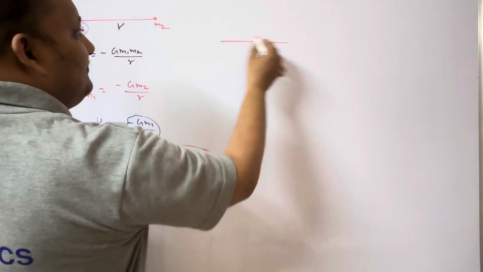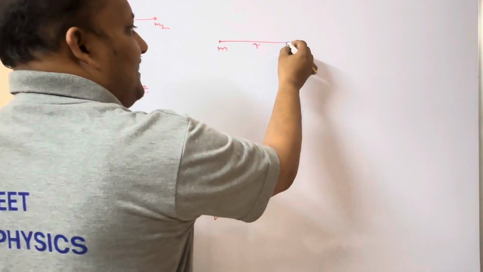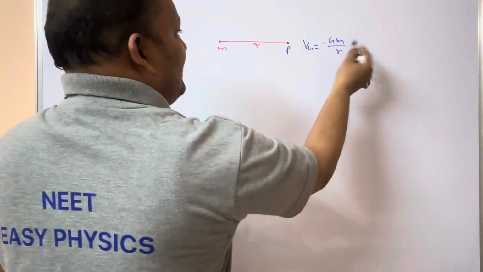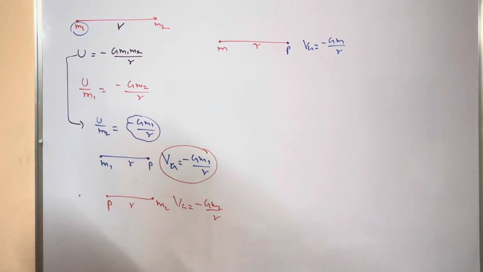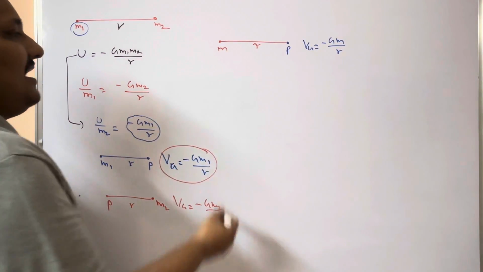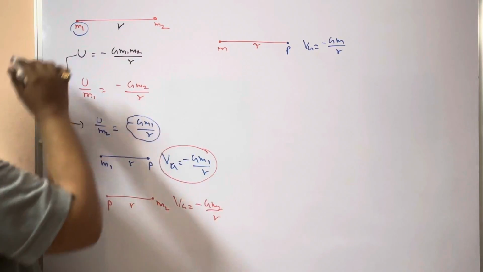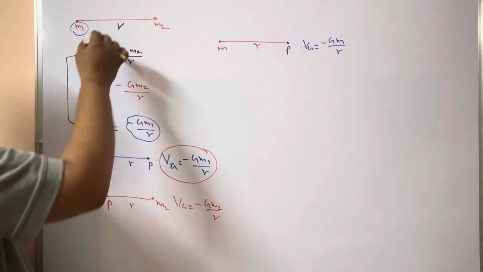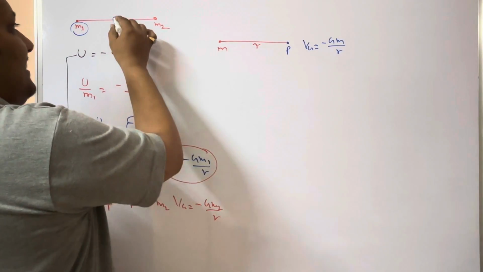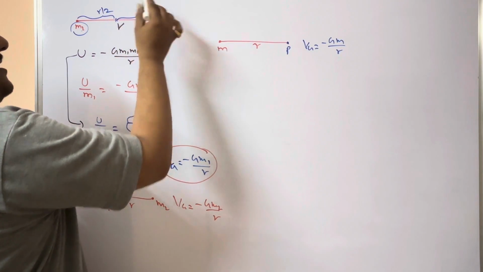Just to understand, if mass m is at a distance r, at this point P, what is the gravitational potential? Minus G m by r, isn't it? So this is the equation for gravitational potential. How will they ask the question? Let us assume m1 and m2 are separated by distance r. What is the gravitational potential at the center of the two masses, they will ask. At the center, what is this distance? r by 2, r by 2.